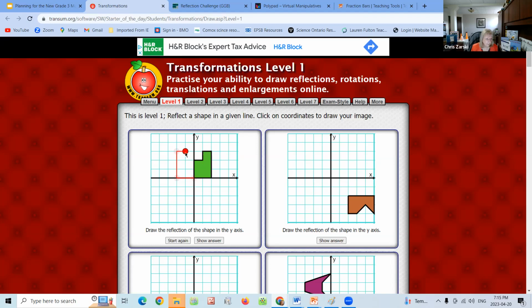I went 1 down, 1 down, 1 over, 1 over. So here is my reflection. I can start again if I made a mistake. I can show the answer, and the answer is exactly as I've got it. So I did it right. If it wasn't, it would show us.